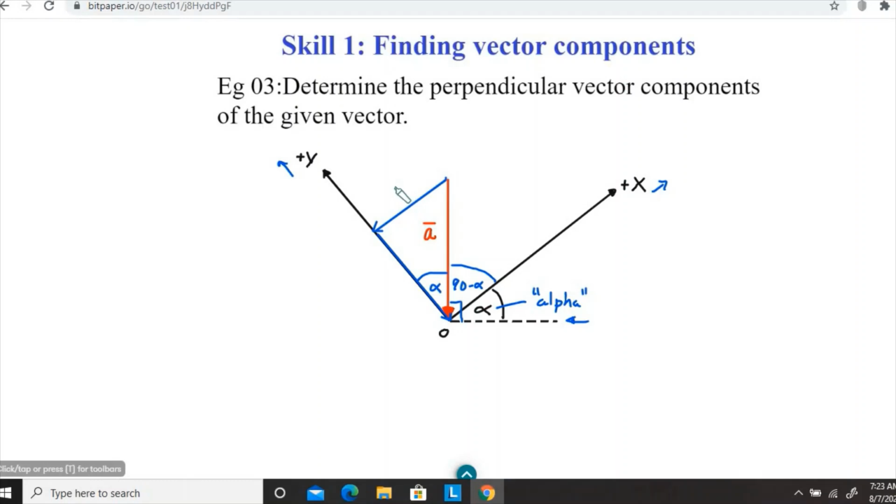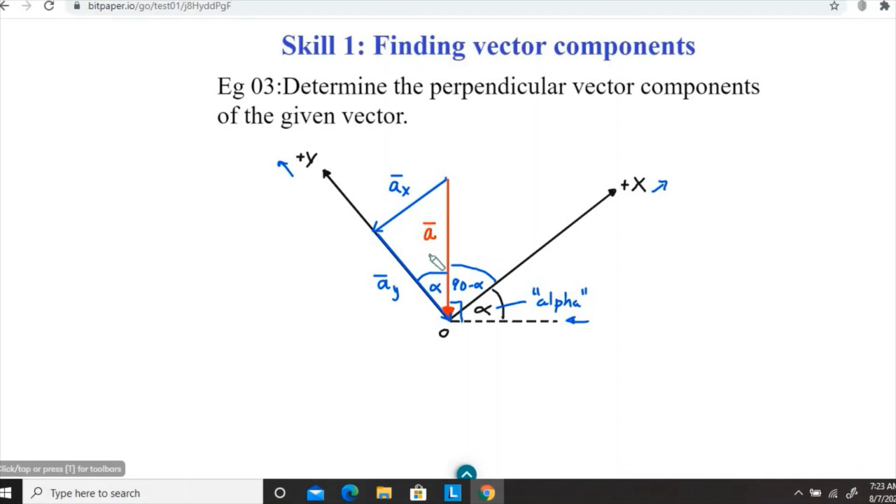So let me label this ax vector because it's parallel to the x-axis. Then this is the ay vector because it's parallel to the y-axis. But you can see it's actually in the negative direction. It's along the negative x-axis and the negative y-axis. So when I write down the expressions for the component vectors, I need to put the negative sign.